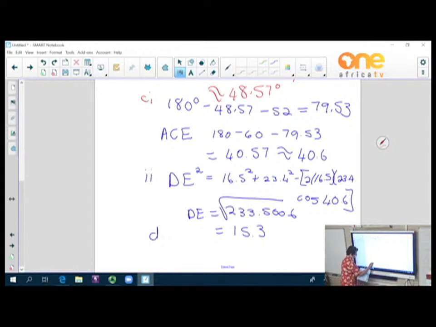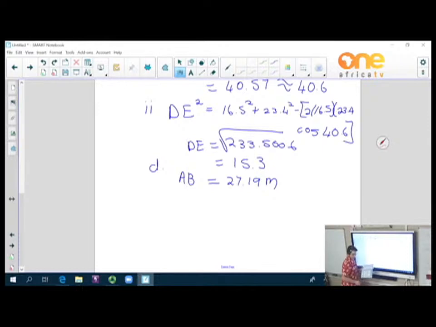Number D, calculate the area of the quadrilateral ABDE. That means you're going to have to calculate the area of each one. We first need the length of AB to get that area, because it's half base times height in that right angle triangle. This one is 27.19 meters, AB, and then I calculate the two areas to add them.